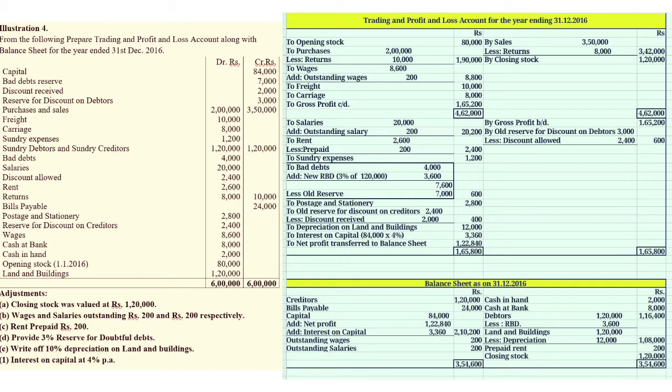Now the bad debt, how much? 7,600. From that we need to deduct old reserve. It's given in the trial balance. Last year's reserve is considered as old reserve. We maintained only 7,000. The difference 600 is lost for us. Next, to postage and stationery, no adjustment, straight away in outer column 2,800.